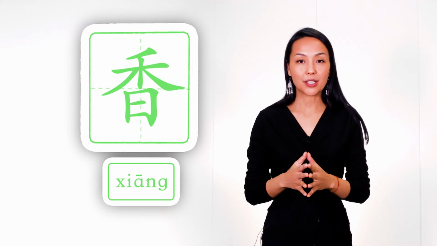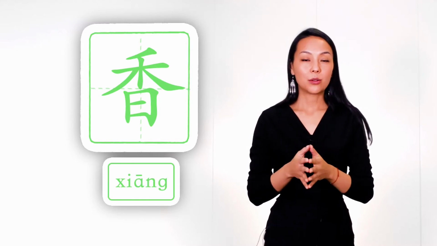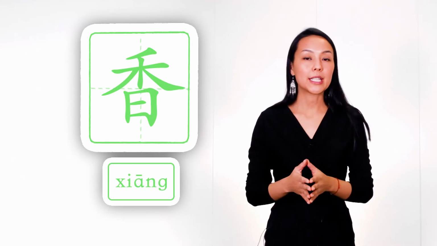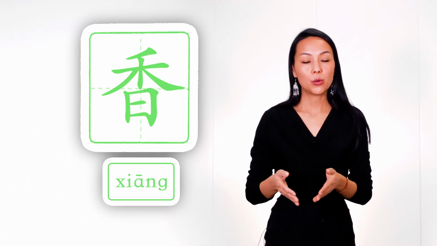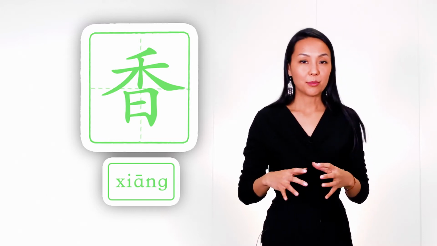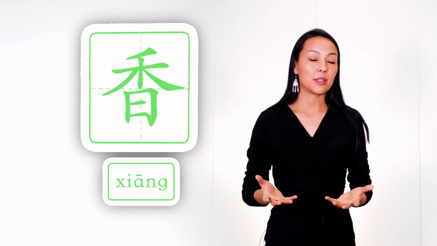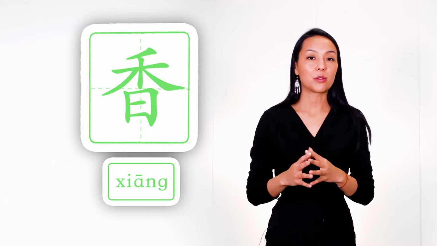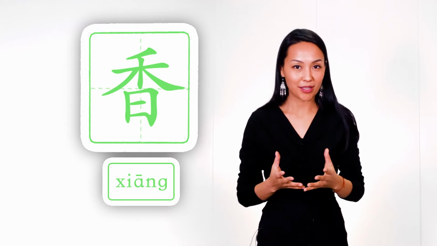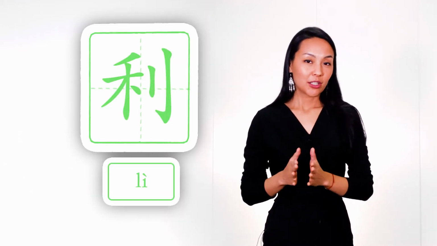The next character is the word fragrant, good smelling, sweet smelling, 香. And here we see our radical on top, and below it's sun. And usually under the sun our harvest becomes ready to be gathered, and everything around us is very aromatic, good smelling, tasty smelling.